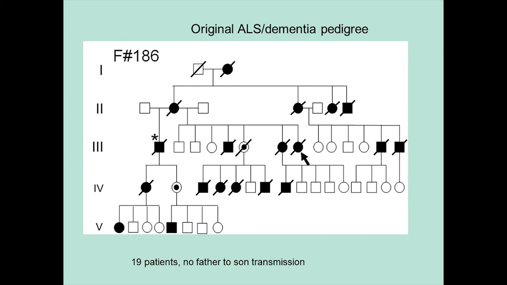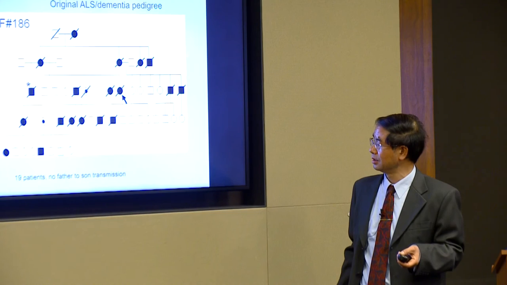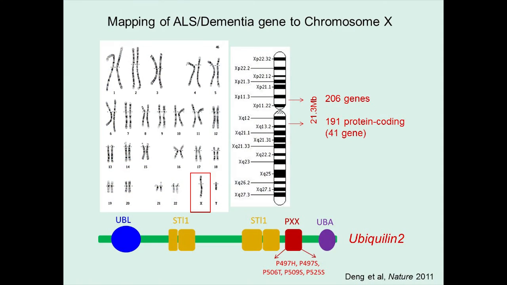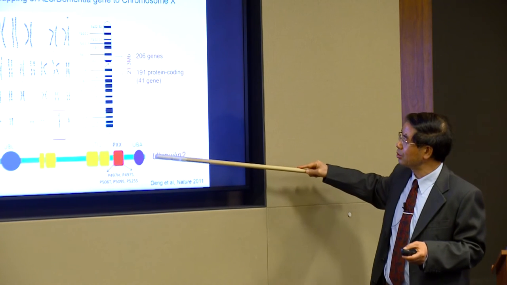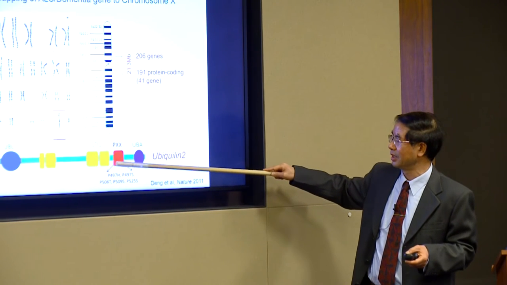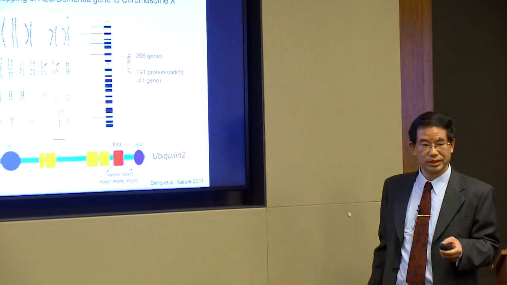The third type I want to introduce is where some of the genes are located on the X chromosome, the sex chromosome. For example, in this family, we have 19 patients. And interestingly, we did not find any transmission from father to son. We mapped this gene to the X chromosome, in this region. We sequenced 40-some genes in this region, and eventually we found mutations in a gene called ubiquitin-2. We found 5 families, and all the mutations are in this region.